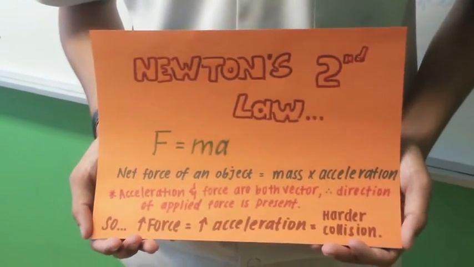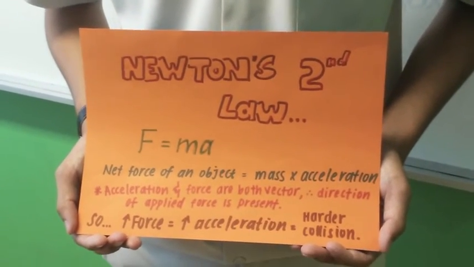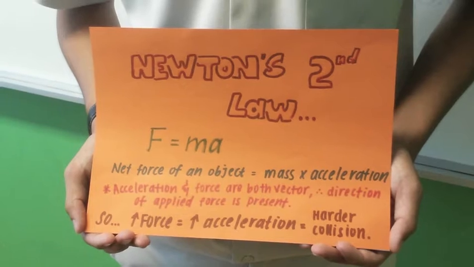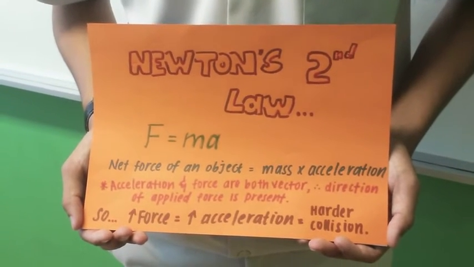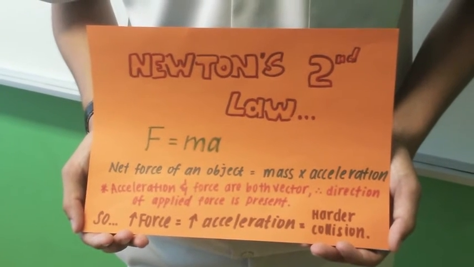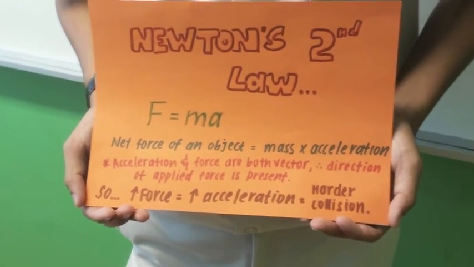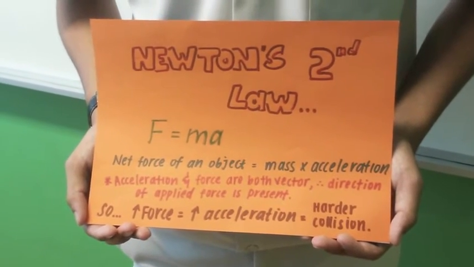We can apply the Newton's cradle concept using Newton's second law also. For example, F equals ma. Net force of an object equals mass times acceleration. Acceleration and force are both vectors. Thus, direction of applied force is present. So when force increases, acceleration also increases, making the collision harder.